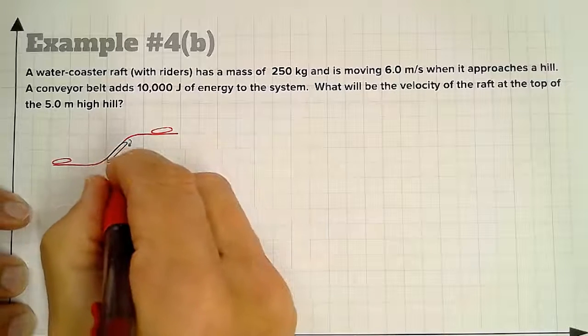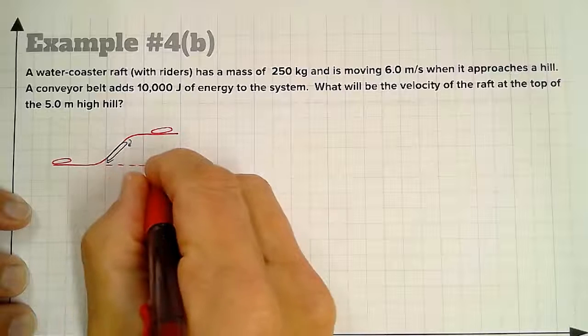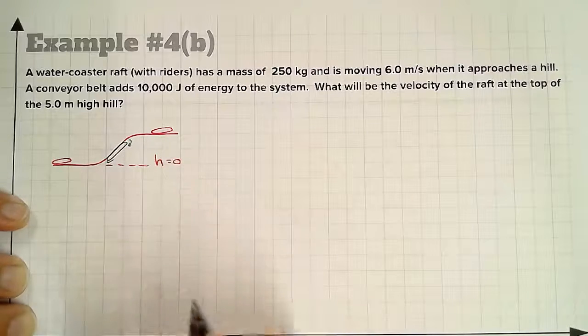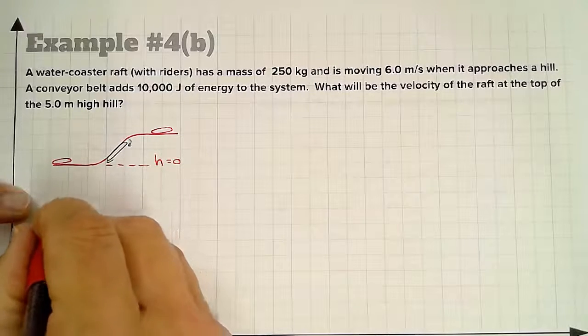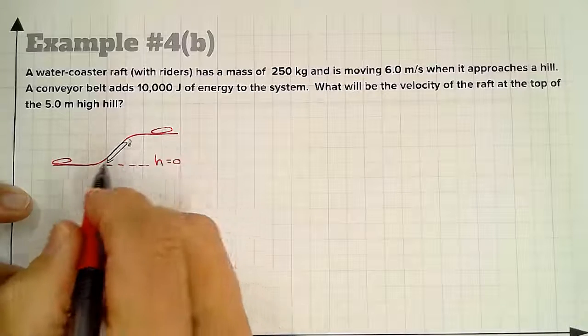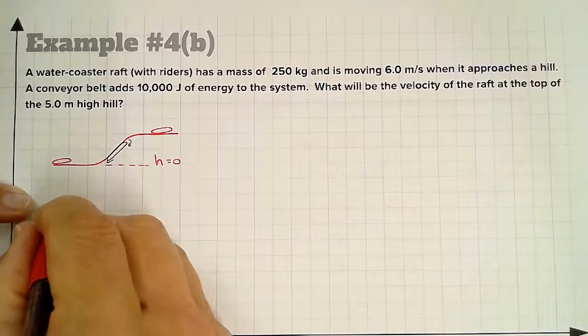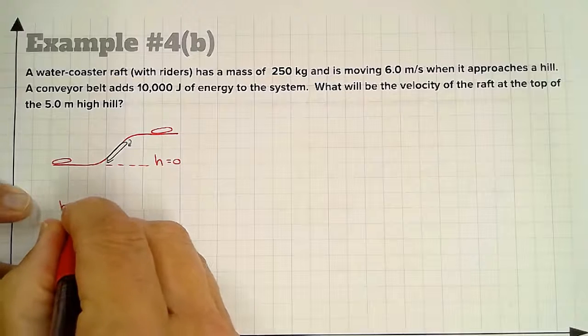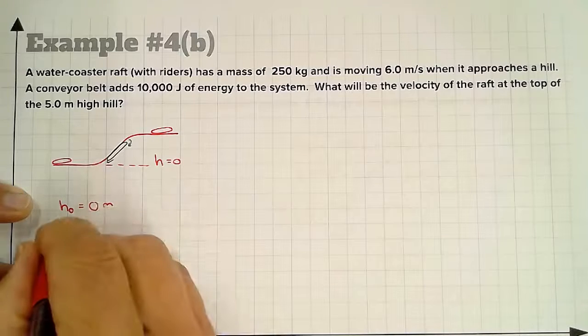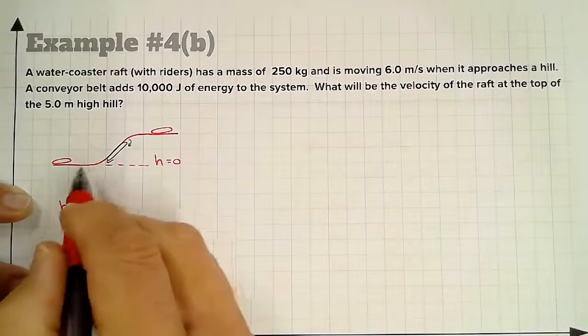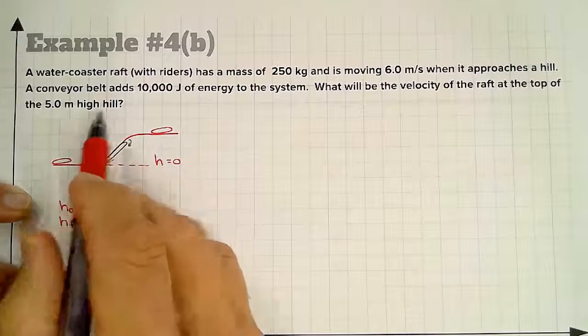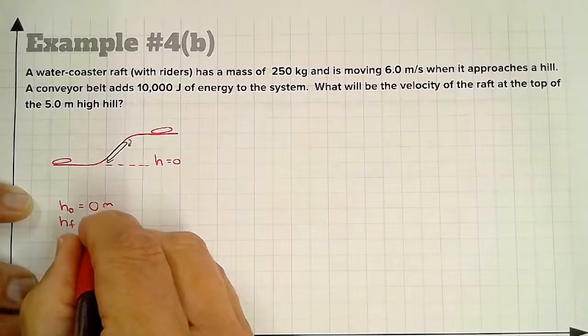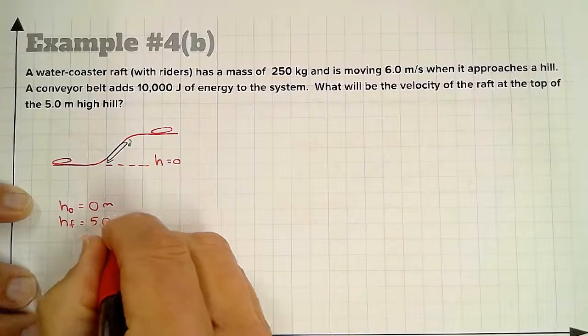So I'm going to call the bottom of the hill h equals 0, or y equals 0. So we're going to start here, and we're going to end there. So the problem has the following variables. The initial height is 0 meters. And the final height, which is how high it is when it's here, it says the hill is 5 meters high. So the final height is positive 5.0 meters.